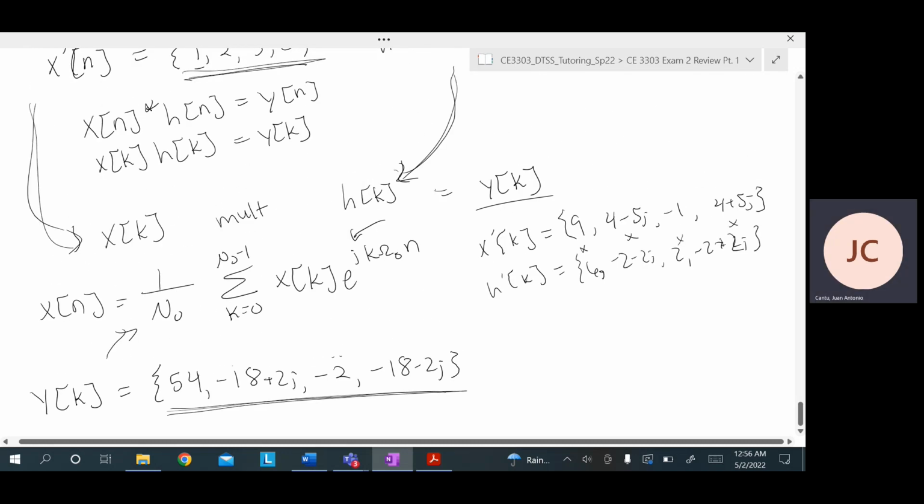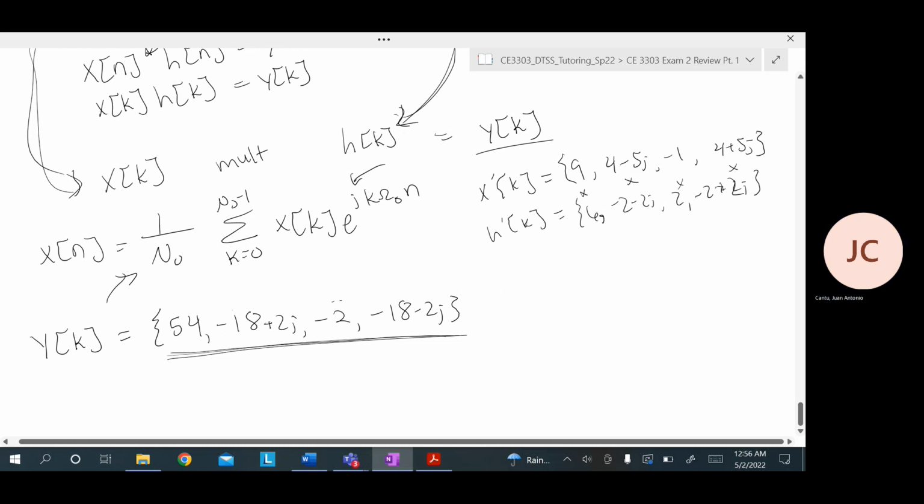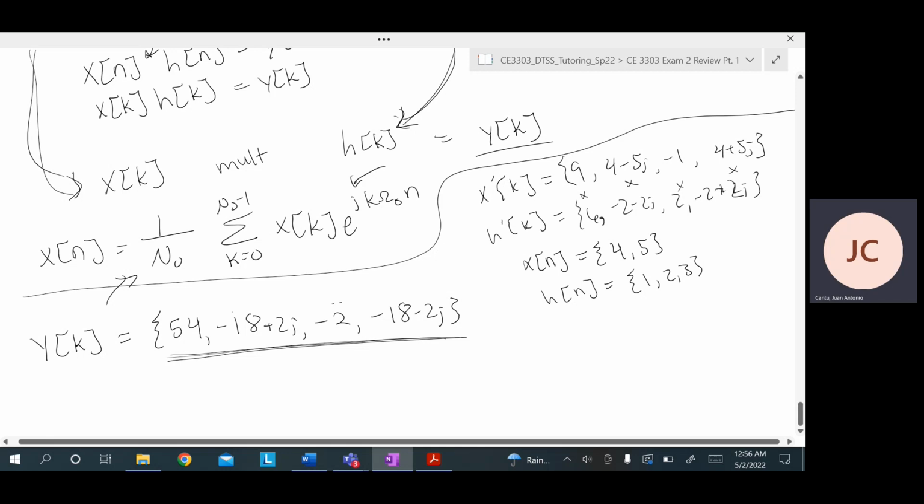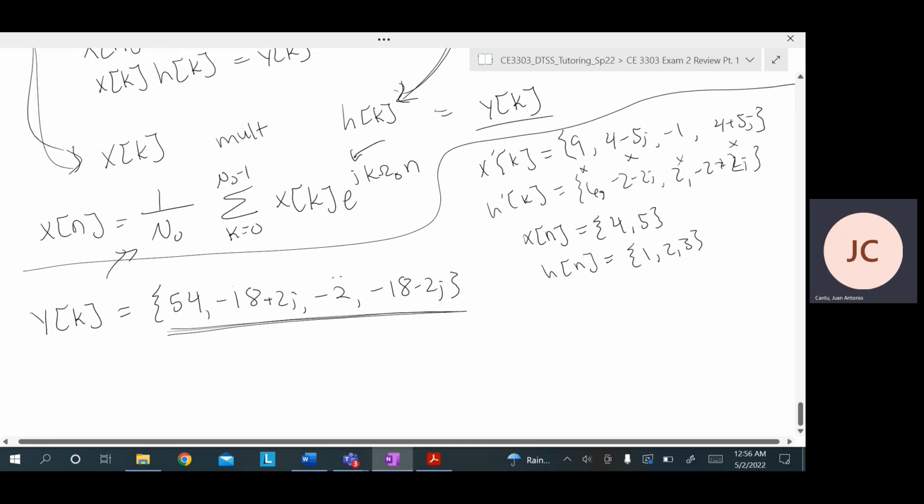So if you want, you can check yourself. Basically, the example I'm using is x of n is equal to 4, 5, and h of n is equal to 1, 2, 3. So this is a different example from what I was showing above. I'm skipping the steps to get to y of k, but if you want to figure it out yourself to do some practice, this is your formulation. Your input signal is 4, 5. Your h of n is 1, 2, 3. If you do DFT properly, remember, don't forget to zero pad, so this should be 4, 5, 0, 0, 1, 2, 3, 0. If you do your DFT correctly, your x of k should be like this, and your h of k should be like this. You multiply them together, and you get y of k.